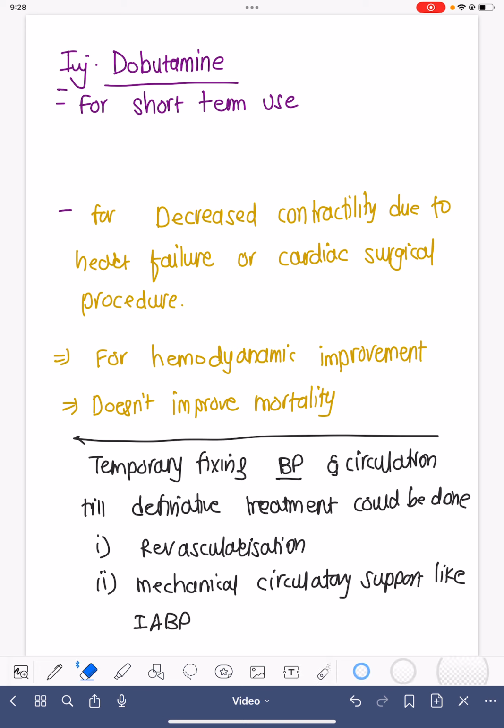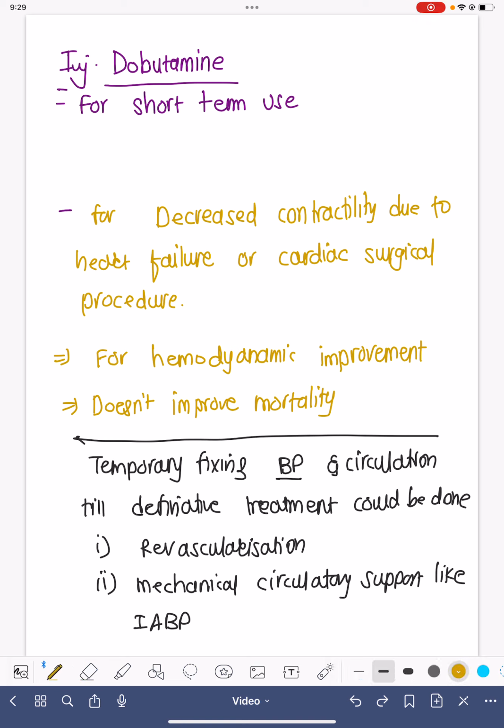Now, this dobutamine is specially for the decreased contractility of the heart due to heart failure. It is purely for heart failure, and it is a very commonly used drug for cardiac surgical procedures as well. So this is indicated for two main reasons. First one is heart failure, where there is decreased contractility of the heart, and second is for cardiac surgery, especially post CABG or post cardiac surgeries.